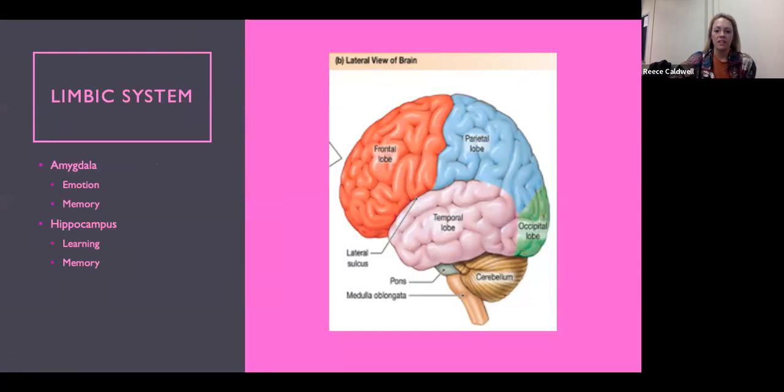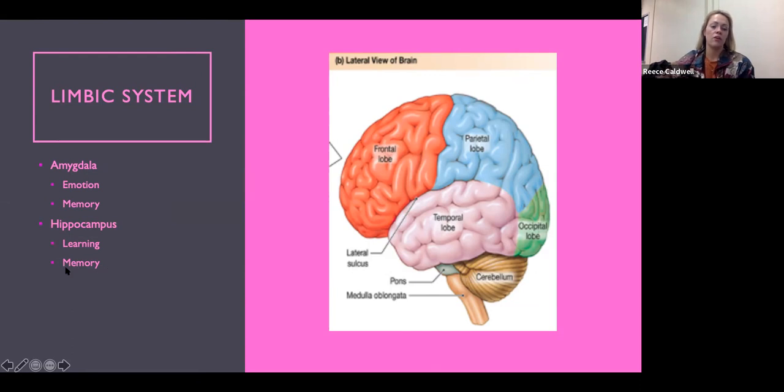Then we have the limbic system. The limbic system contains the amygdala and the hippocampus. The amygdala is responsible for emotion and memory, whereas the hippocampus is dealing with learning and memory. The hippocampus is more short-term memory.